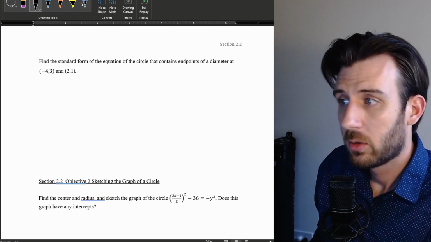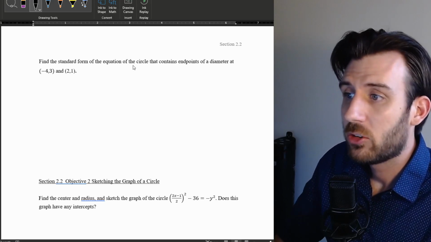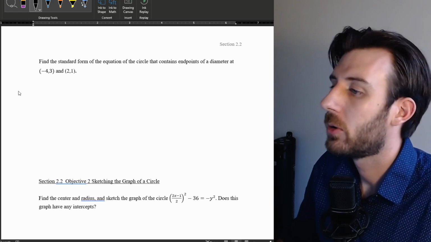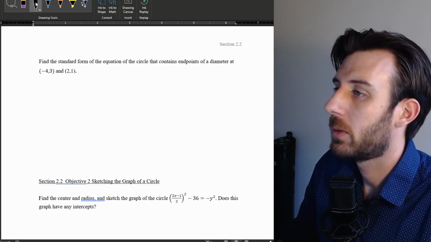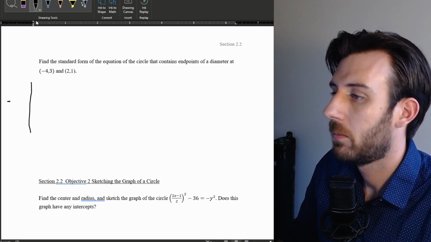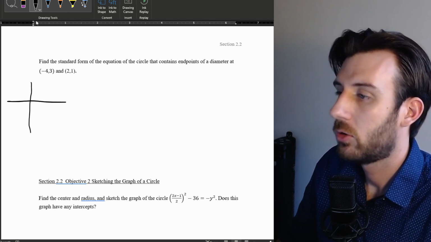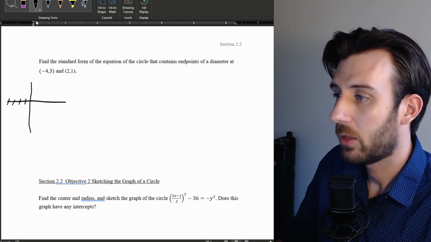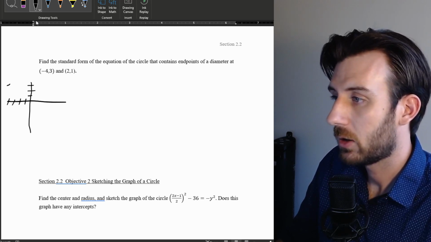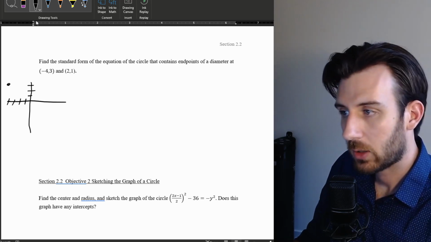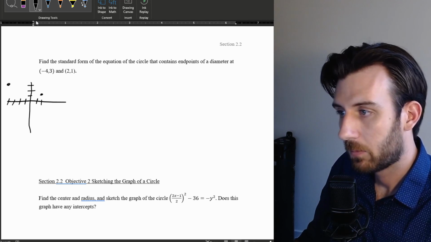What about this one? Find the standard form of an equation of a circle that contains endpoints of a diameter at blah and blah. Okay, that's too much. Let's put some pictures on the paper. Let's do our coordinate system. I have 2 points, -4, 3, so that's -1, 2, 3, and 4, and then 3, 1, 2, and 3. So that's going to be -4, 3 right there. I have another one at 2, 1, so that'd be 2, 1 right there.